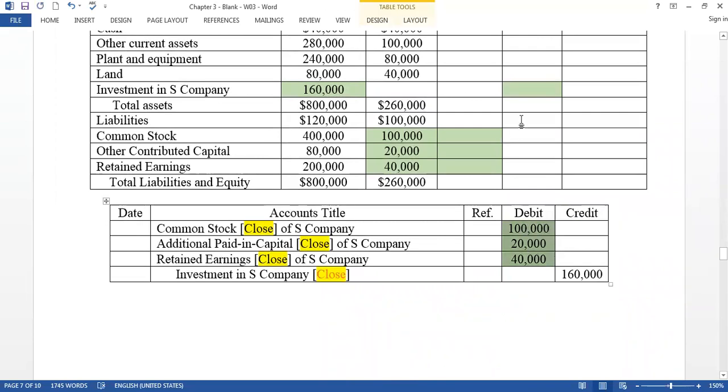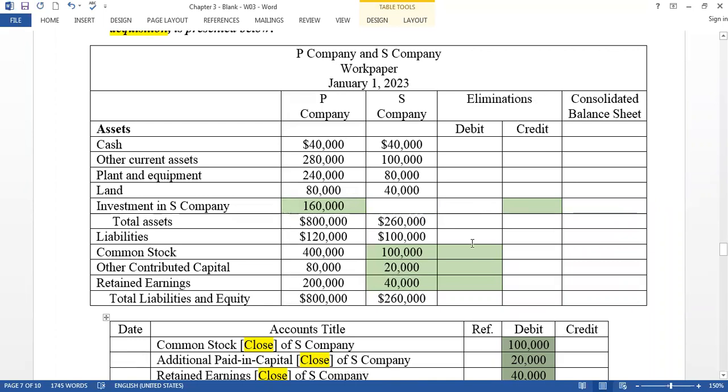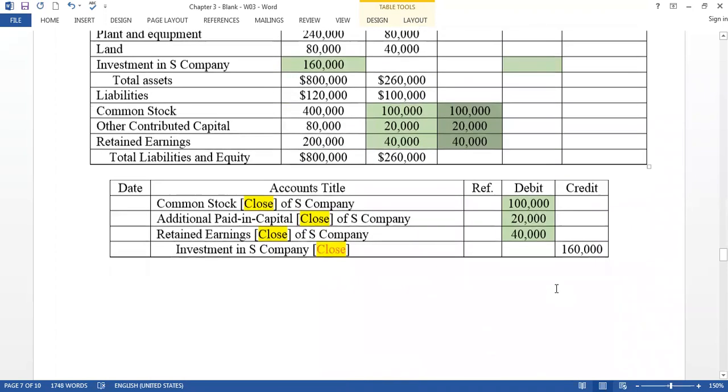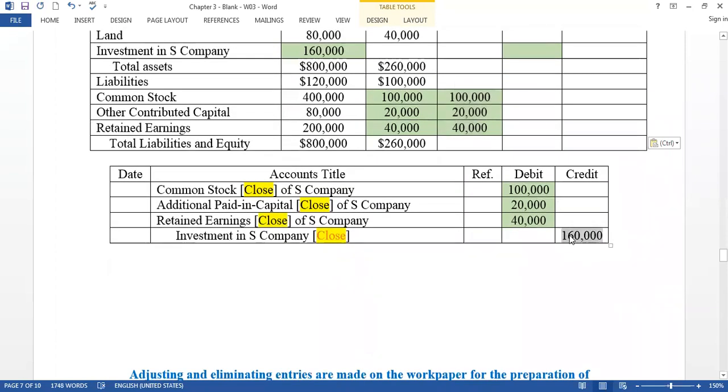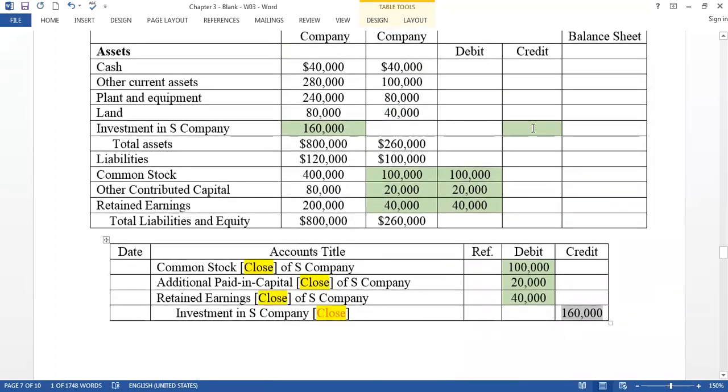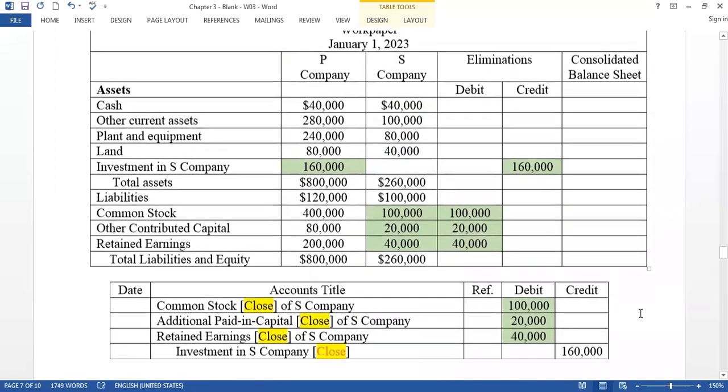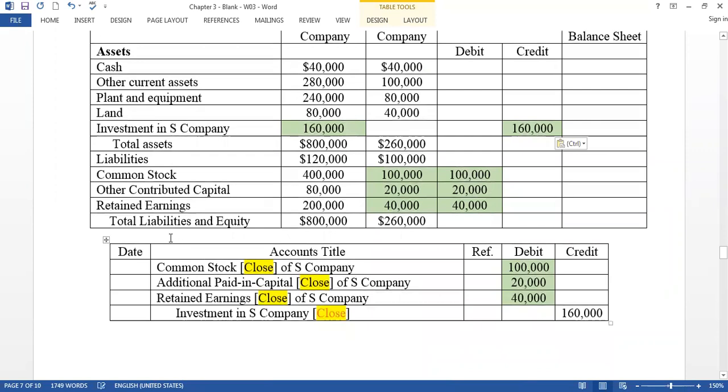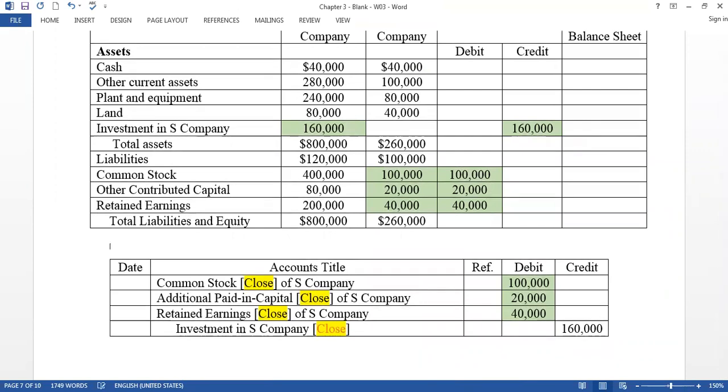You can see that this is the elimination column. This is the elimination column we put in the debit side. It is closed. We put investment in subsidiary in the credit side. So based on this journal entry, this is the elimination journal entry. Based on this journal entry, we close subsidiary company's equity and we close our investment. If we do not close them, it means that we record double times.